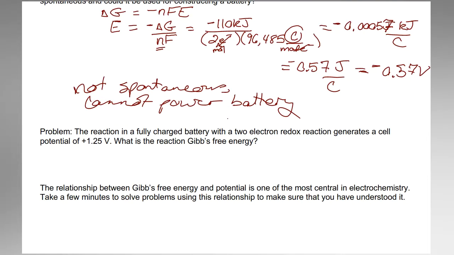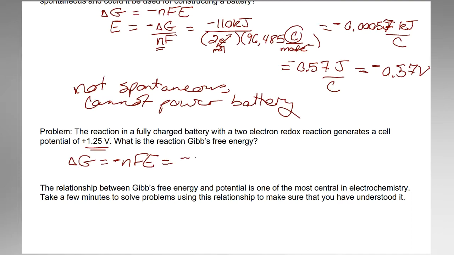Let's look at one more problem. The reaction in a fully charged battery with a 2-electron redox reaction generates a cell potential of 1.25 volts. What is the reaction Gibbs free energy? This is the simple equation the way we wrote it initially. Delta G equals minus nFE0.